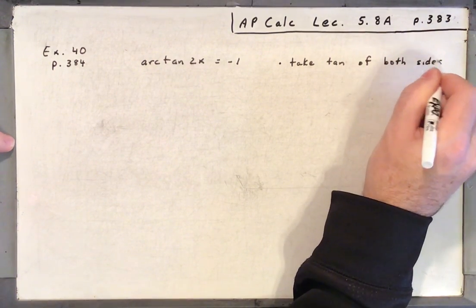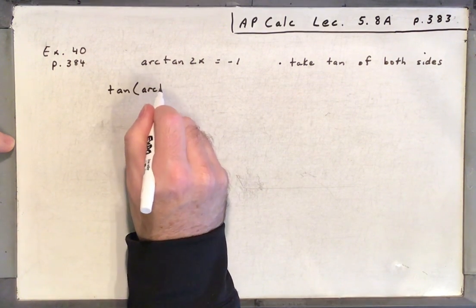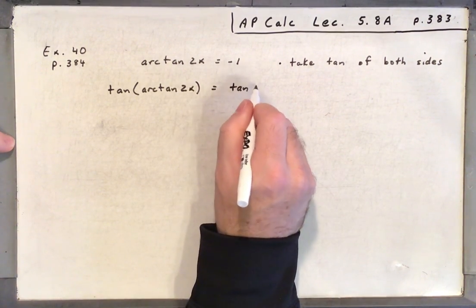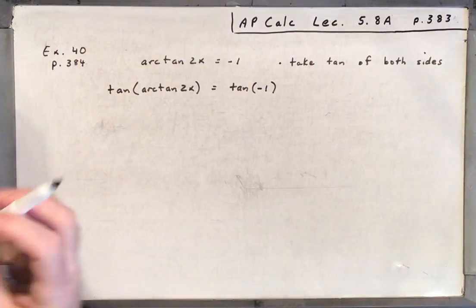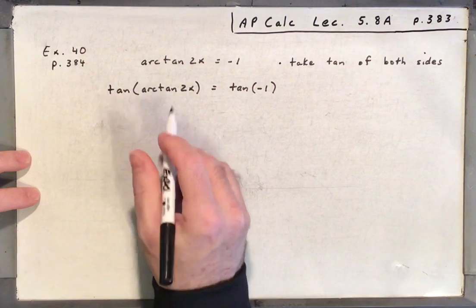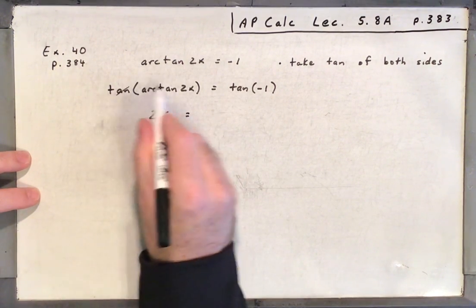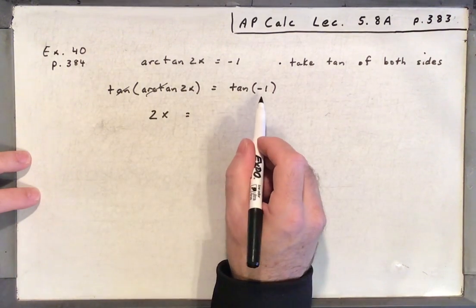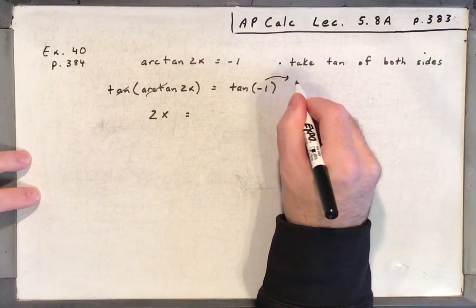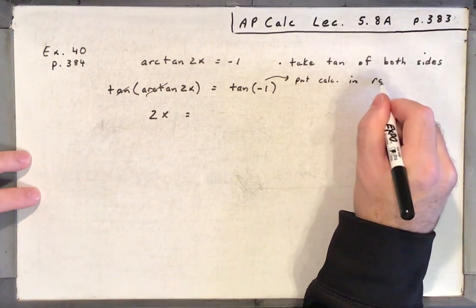Okay, that'll clear out that arctangent. So we'd have tangent arctangent 2x is equal to tangent negative 1. So you want to have your calculator ready for this. Now, tangent and arctangent cancel each other out. So you would just have 2x. Your calculator needs to be in radians. Okay, so let's put the calculator in radians.